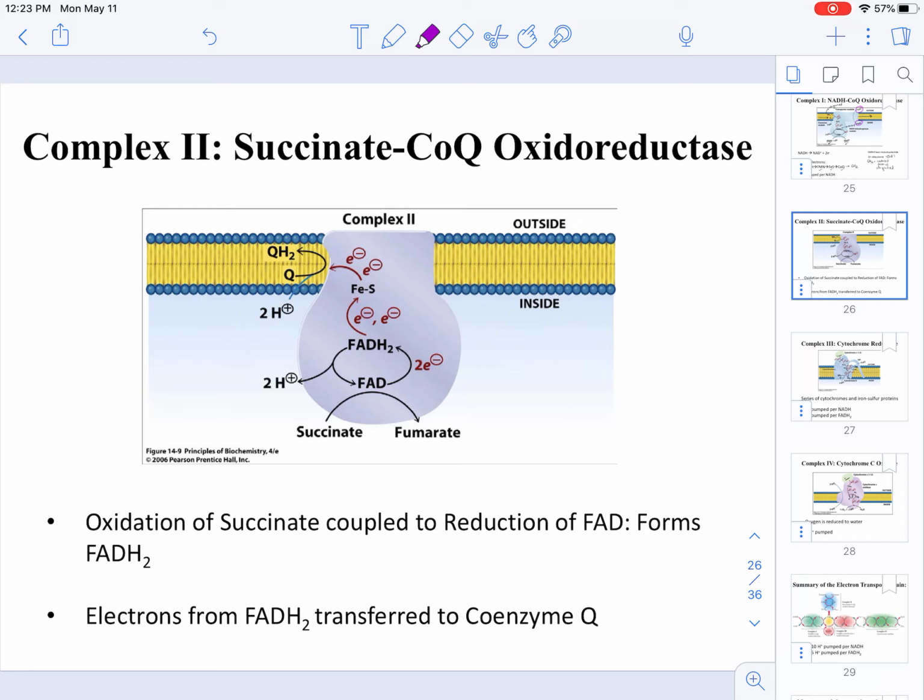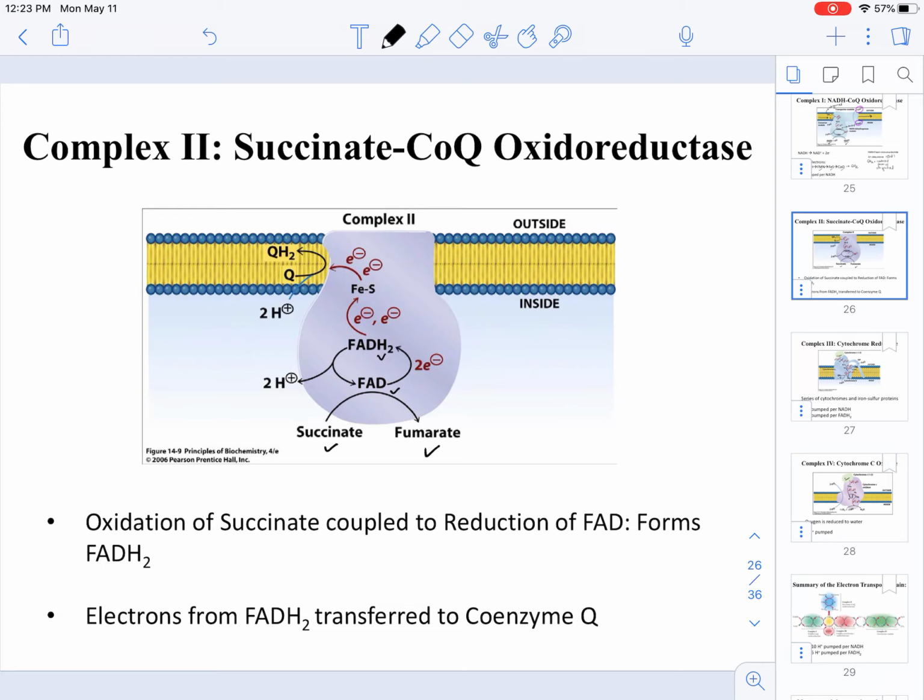Let's move on to complex 2. So complex 2 is called succinate CoQ oxidoreductase. Understand that this is specifically one of the steps that is involved in the TCA cycle. So the enzyme succinate CoQ oxidoreductase, which is directly involved in electron transport, is the enzyme that takes succinate to fumarate in the TCA cycle. Remember that in that process, we actually took FAD and converted it to FADH2.